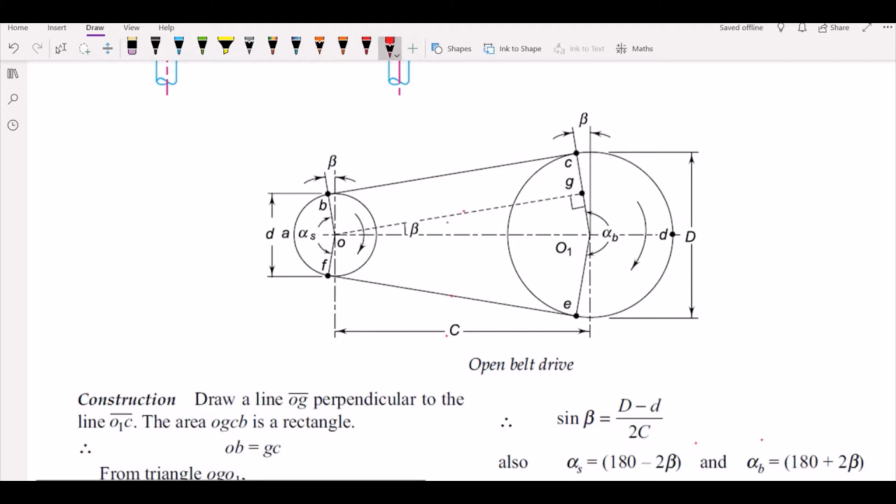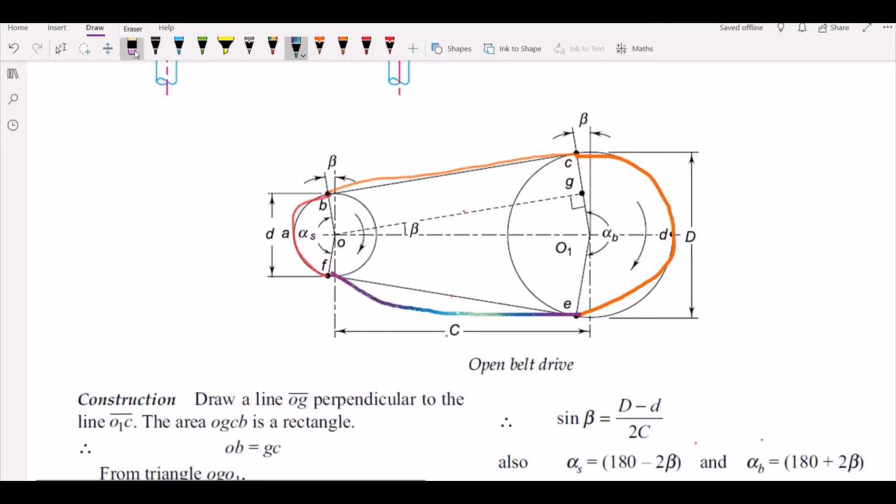Now if I want to calculate the length of the belt, which is the complete length, I need to know, starting from the point F, the arc FAB, then the length BC, then the arc CDE, and also the length EF. If I know all these parameters, then I can calculate the length of the belt.